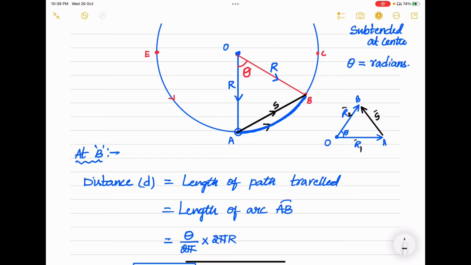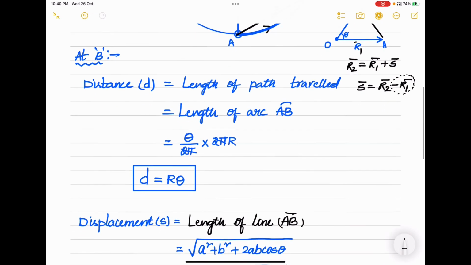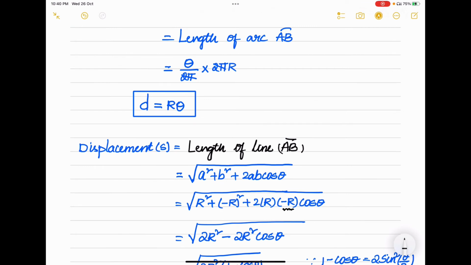From the triangle of vector addition, two vectors taken in an order will sum together to form a resultant taken in the opposite order. So OB bar is in the opposite order, and OA bar and AB bar are in the same order. So you can say R2 bar is equal to R1 bar plus S bar. But what we require is the displacement S bar. So S bar is equal to R2 bar minus R1 bar. Did you see here? In the resultant we just got one of the vectors in the negative direction. So that is the reason in finding the displacement I have assumed one of the vector magnitudes to be minus r. Hope you have understood.